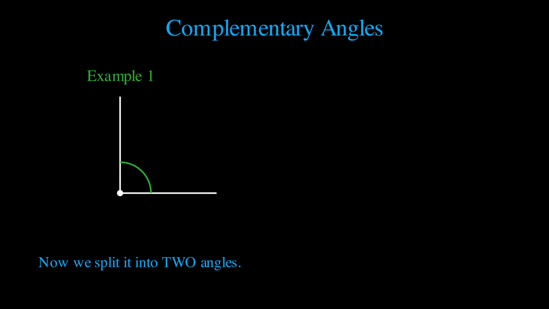Now we draw another ray inside the corner. This splits the 90-degree angle into two smaller angles. So instead of one big angle, we now have two smaller angles that sit next to each other.